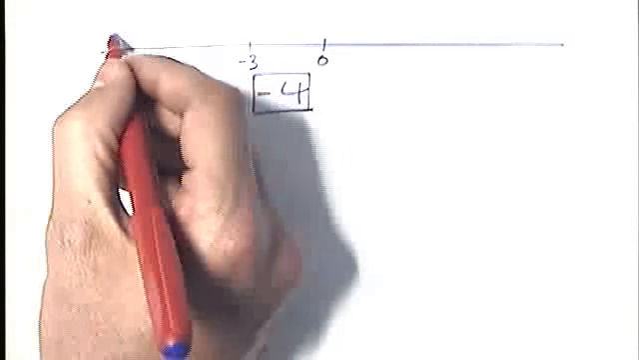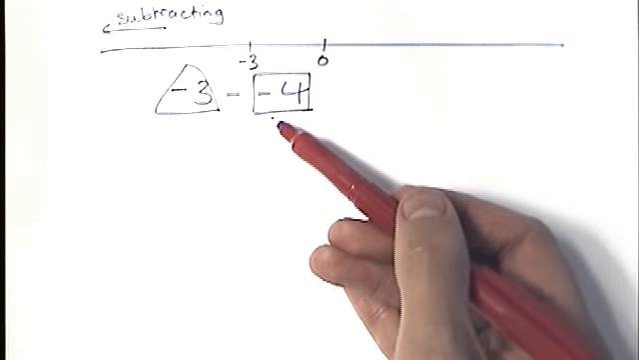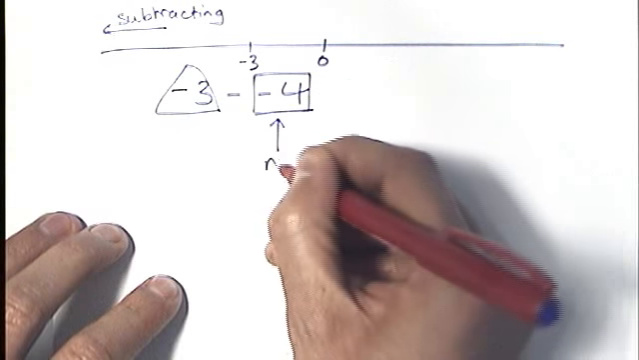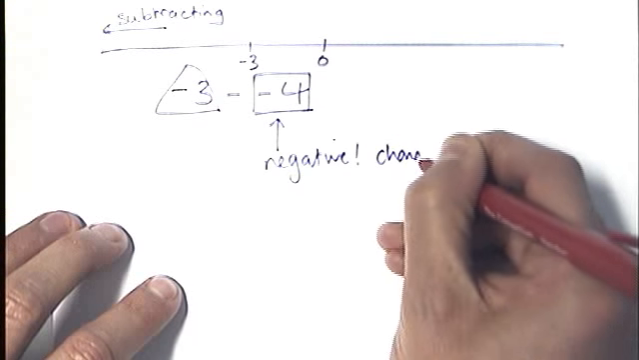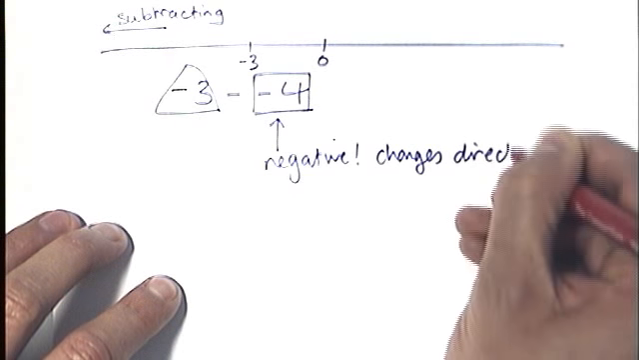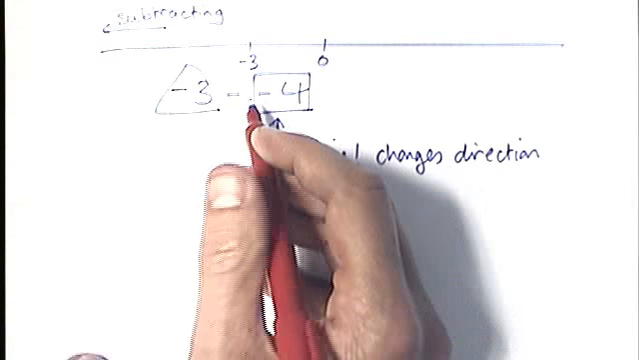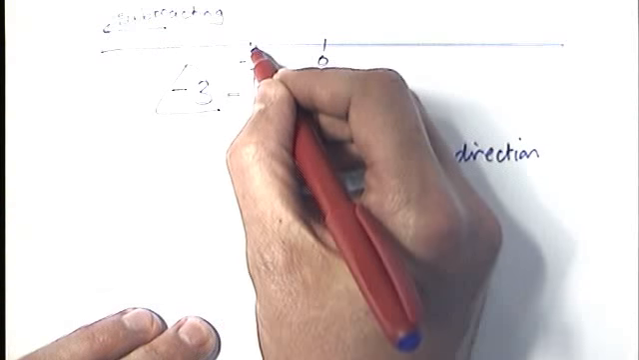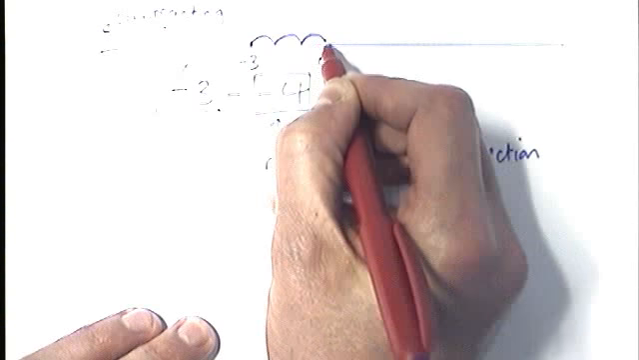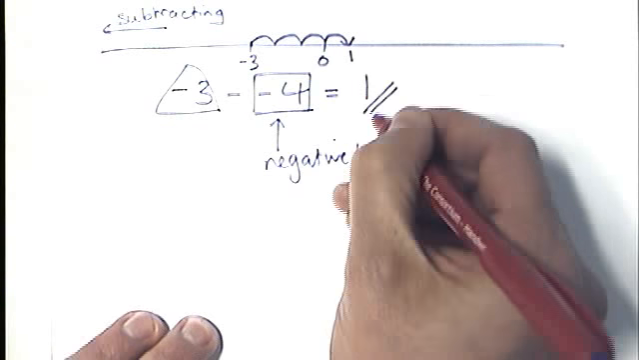We're taking away. Remember, when we're subtracting, we normally go that way. But because we've got a negative number, that's going to change direction. So we're just going to write in here, negative. Watch out. It changes direction. So although we're meant to be going to the left, we're actually going to end up going to the right because we're changing direction. So we're starting at -3, changing direction, so we're going to move 4 spaces. 1, 2, 3, 4 spaces. And the answer to that question is 1.